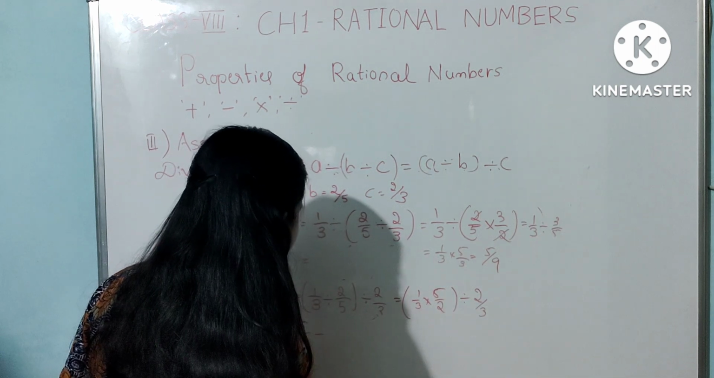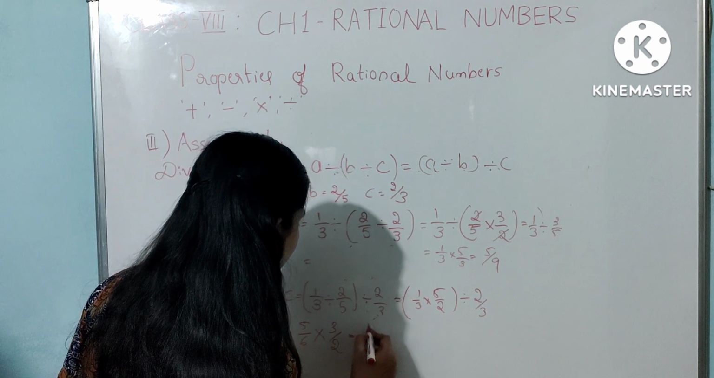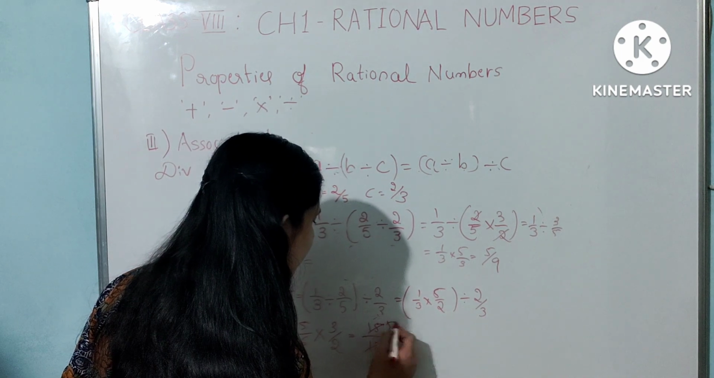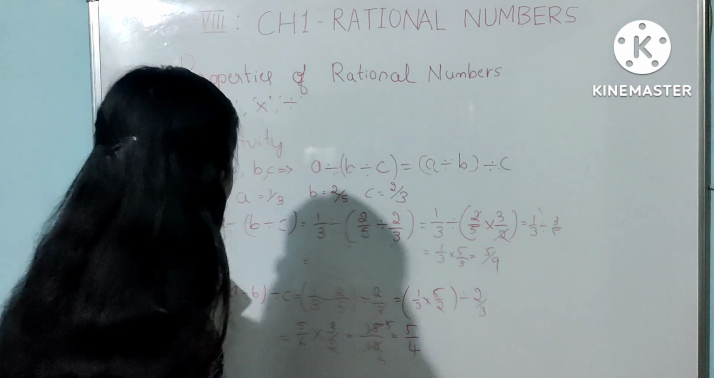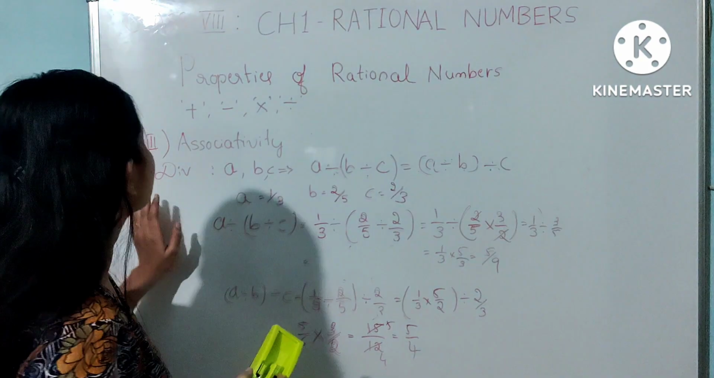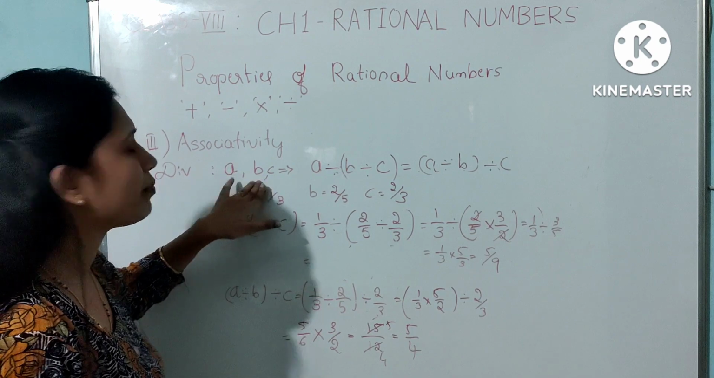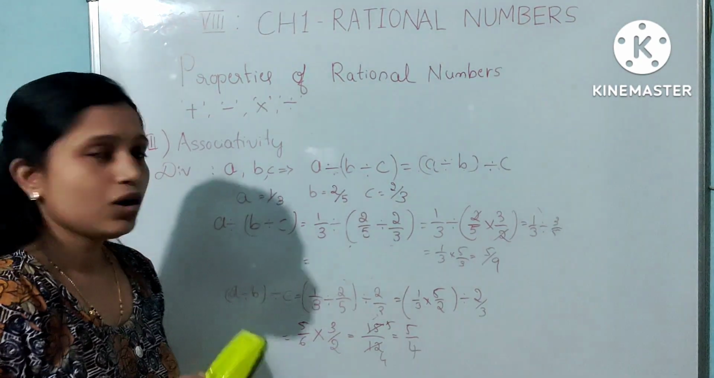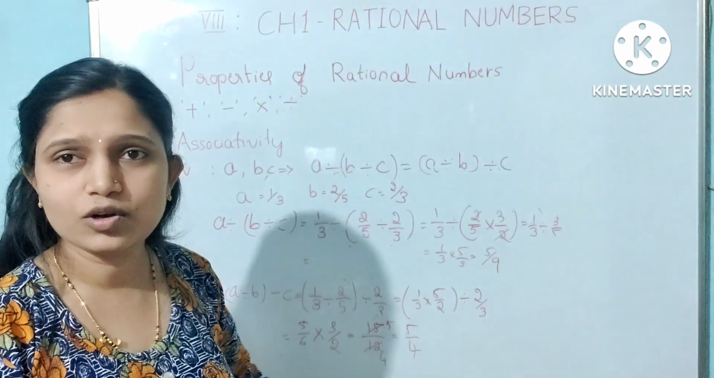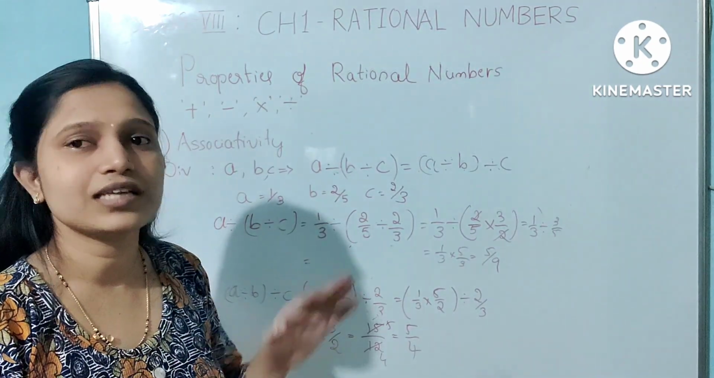So if we take the reciprocal of this, it becomes 3 by 2. The value is 15 by 12. So 3 4s are 12, 3 5s are 15. So 5 by 4. Check: is LHS equal to RHS? No. So what we concluded from this: division is not associative for given rational numbers A, B, C. Okay, I think my video might be a bit lengthy because I'm explaining in detail. Please don't skip, watch the complete video so that you understand thoroughly.